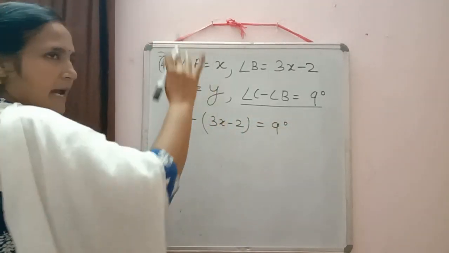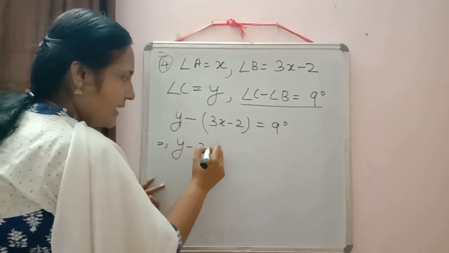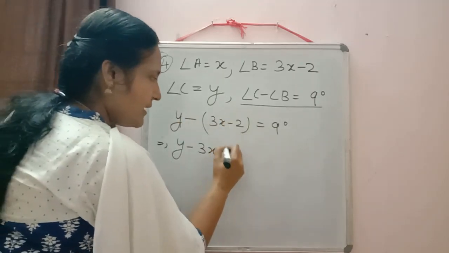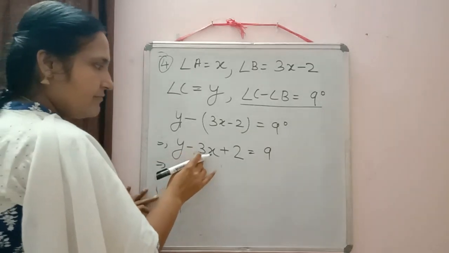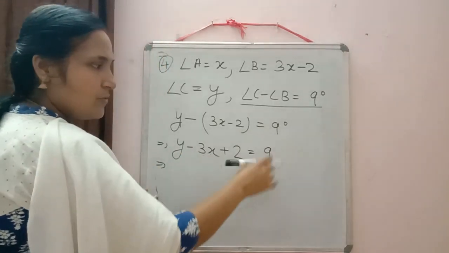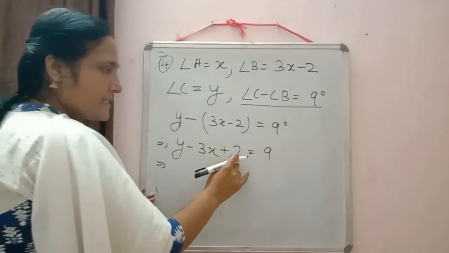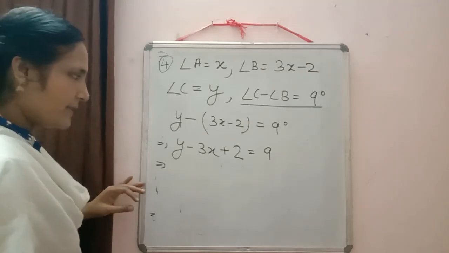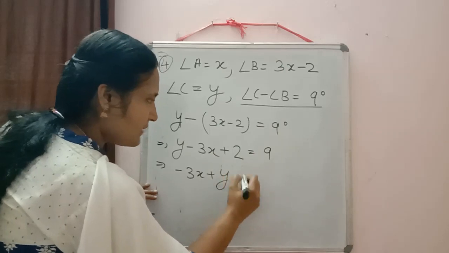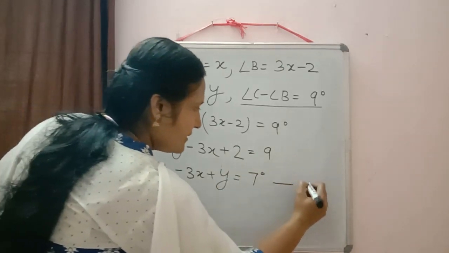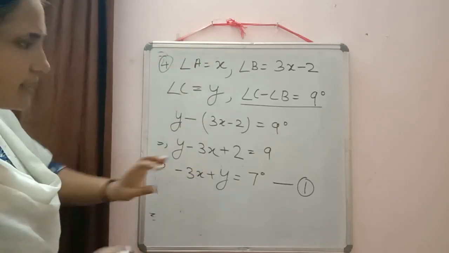Now we can open the bracket. The negative sign will get multiplied inside. Then we will get y minus 3x, minus into minus will be equal to plus, is equal to 9. Now can we shift this 3x and 2 to right hand side? If you want to use substitution method, then only you do. Otherwise, simply you can shift 2 to right hand side. And here I am arranging. So it will be equal to minus 3x plus y is equal to 7 degree. This is our equation 1. So using this information, we got this equation.